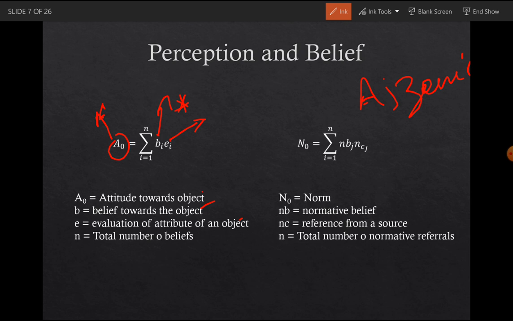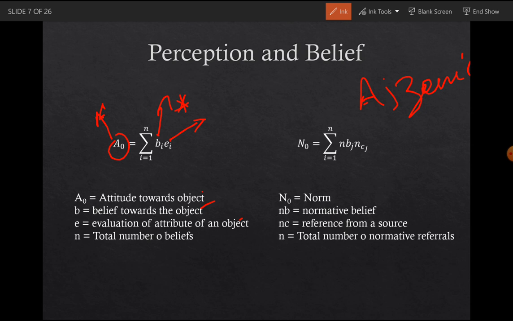Right, so this N is the total number of beliefs, and A naught is the attitude. So when we have a product of the belief towards an object and the evaluation of attributes of an object, that certain object that you've seen and have a certain belief about, the product of that is going to give you the attitude.